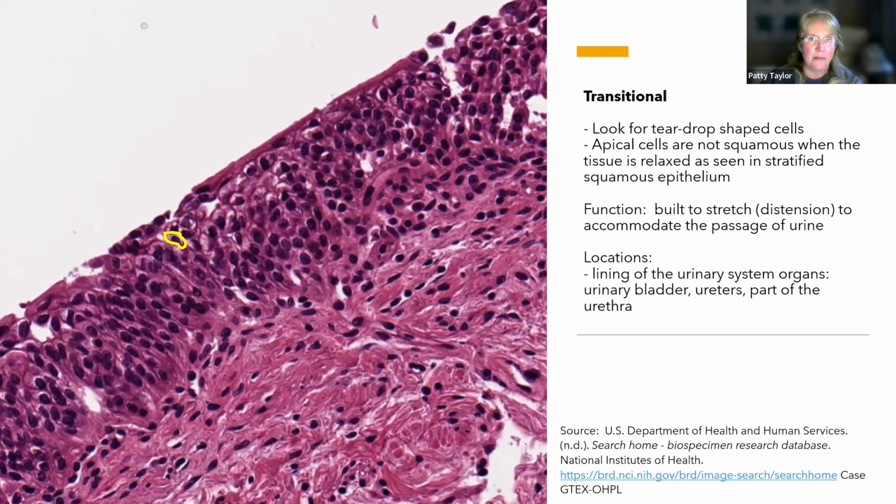So again, I have a memory word, and that is urinary system lining. And of course, ureters, urinary bladder, and urethra all have this as the lining to accommodate for the stretchiness that needs to happen for the passage of urine through. So these are not squamous cells in the apical region, not like what you would see with stratified squamous. As you start looking at more tissues, I would encourage you to lay any similar ones side by side so that you can compare the two.